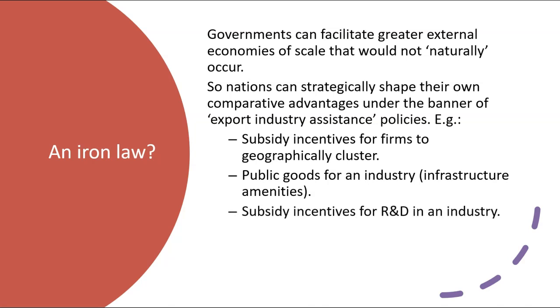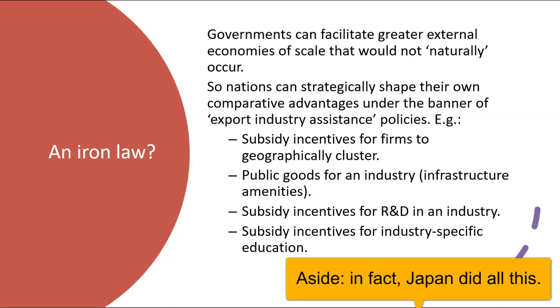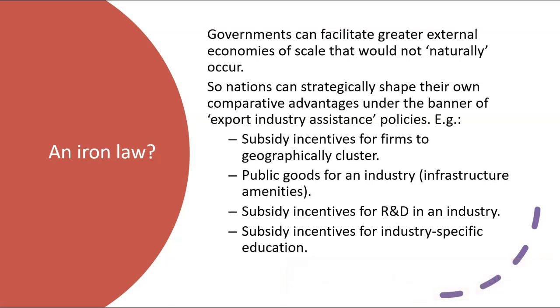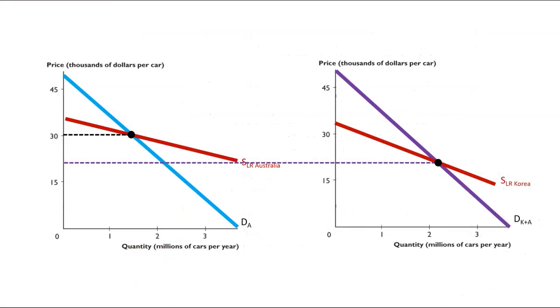They might provide subsidy incentives for research and development in a particular industry area. They might provide subsidy incentives for industry-specific education to improve the productivity of a workforce and to increase the supply of labour to that industry. Well, if you get a government which is doing all of these things in a very targeted way and it works, maybe we can get a different kind of outcome.